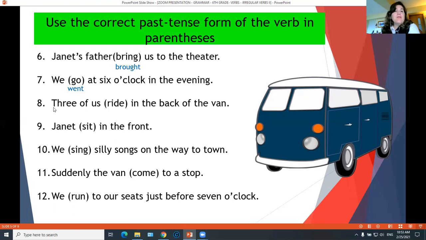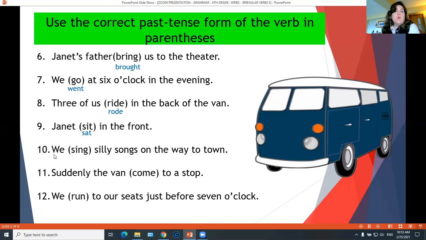Number 8, 3 of us, the verb is ride, in the back of the van. The past of ride is rode, so 3 of us rode in the back of the van. Number 9, Janet, the verb is sit, in the front. The past of sit is sat, so Janet sat in the front.